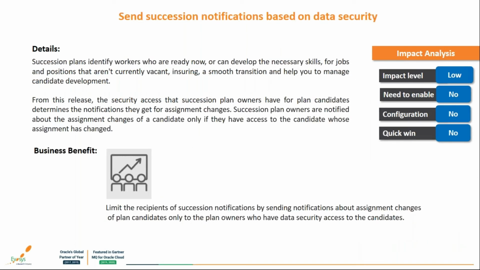Next in line, we have the send succession notifications based on data security. Now, in this particular feature, the security actions that succession plan owners have for planned candidates determine the notifications they get for assignment changes. So now the succession plan owners can be notified about the assignment changes of candidates only if they have access to the candidate whose assignment has been changed. On the impact side, it's on the lower level with no need to enable it and no configurations in place, and it's again not a quick win.